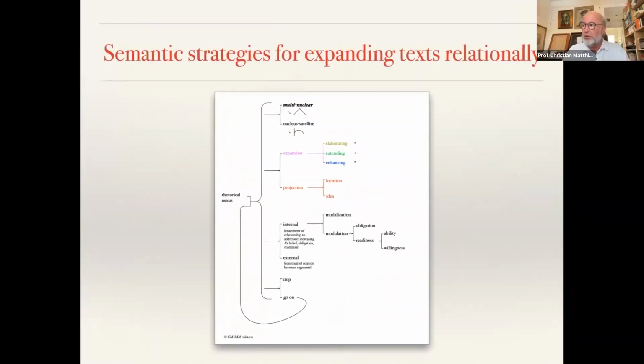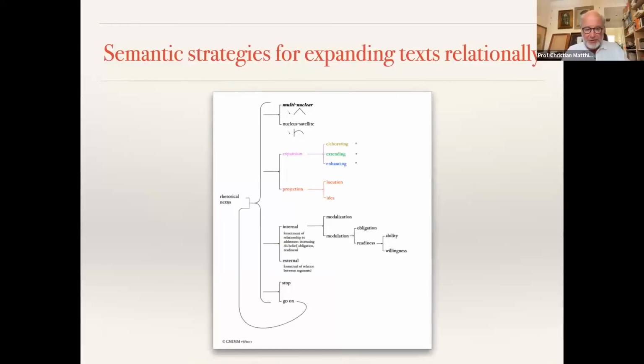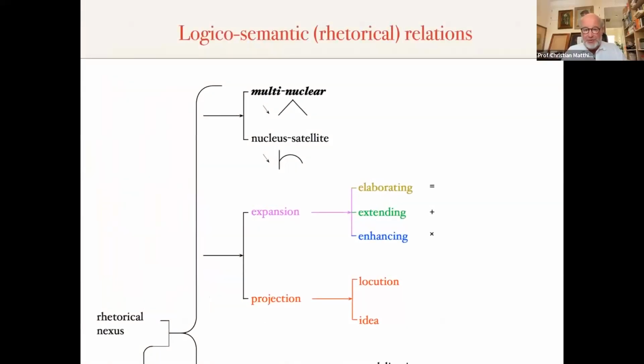I won't have time to introduce the different aspects of the full system, but you'll see a number of simultaneous systems. One is multinuclear versus nuclear satellite. So if it's a multinuclear relation, the text segments being related are of equal status. If it's nuclear satellite, then there is one more central text segment, the nucleus, being supported by the satellite in some way or another. But I'd pay more attention to the nature of the logical semantic relation. In particular, I'll illustrate this with respect to expansion.